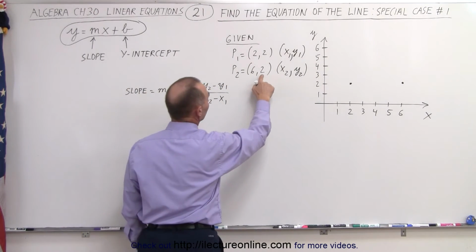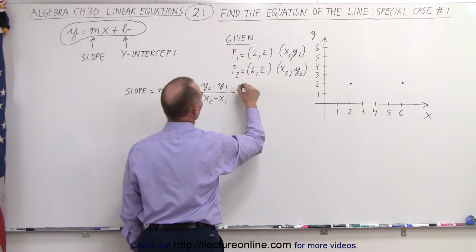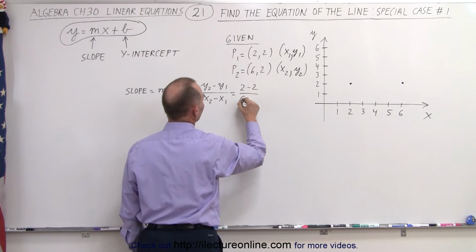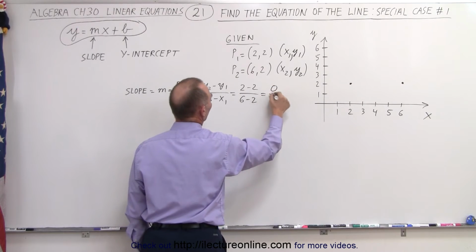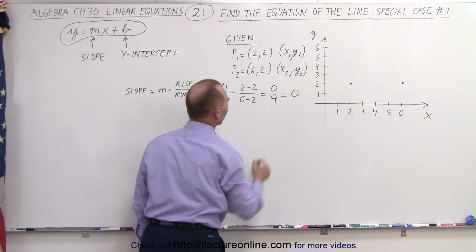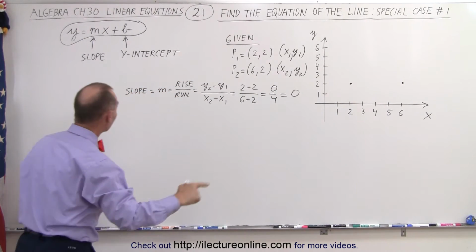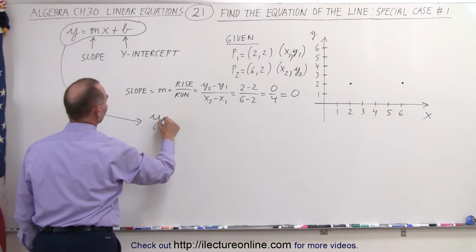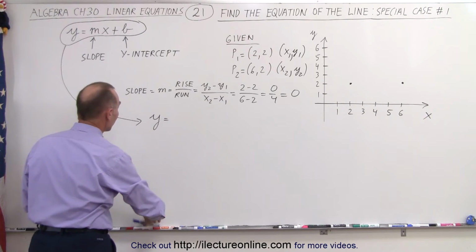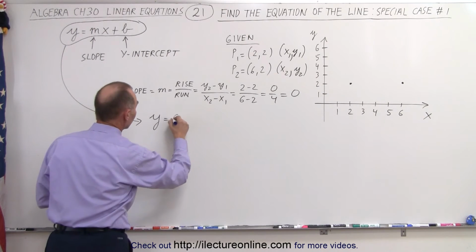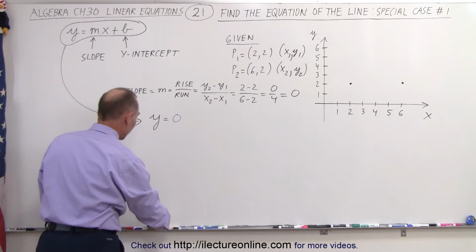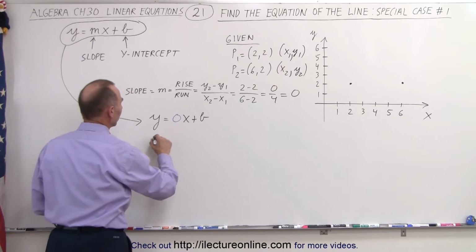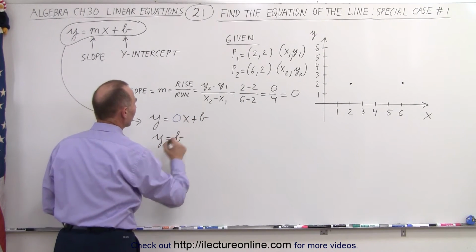So here's y2, here's y1, so this becomes 2 minus 2 divided by x2 minus x1, 6 minus 2, which is 0 over 4, which is 0. So we get a 0 slope. Let's plug that into our equation, and we get y is equal to, instead of m, we write the slope to be 0, so we get 0 times x plus b, or simply y equals b.